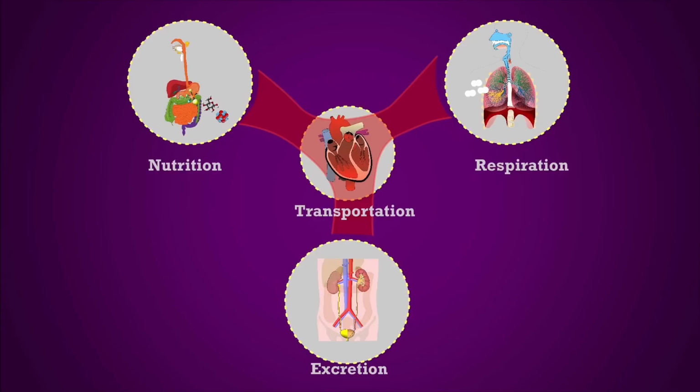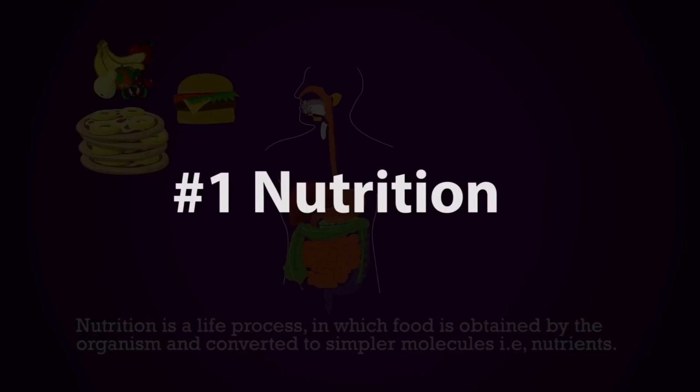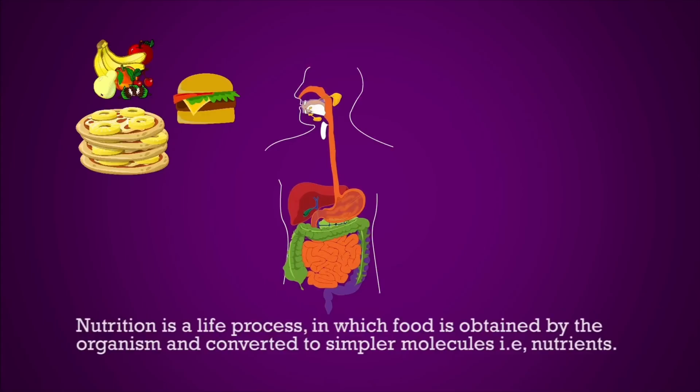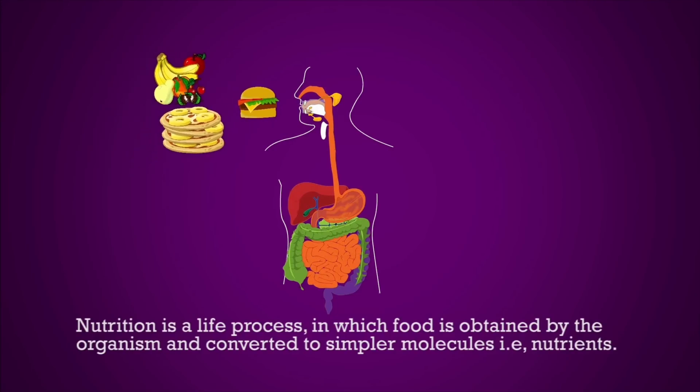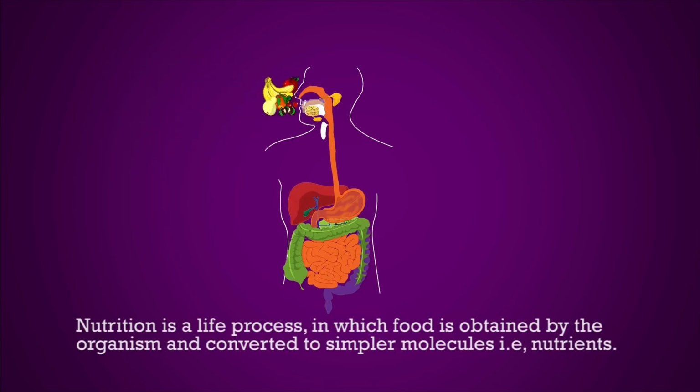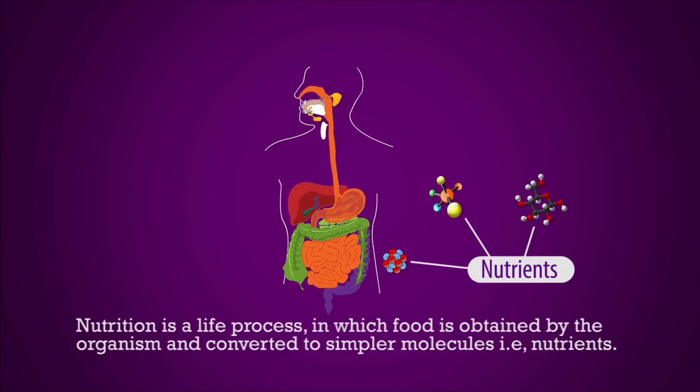In this chapter, we will learn about 4 important life processes. They are 1. Nutrition, 2. Respiration, 3. Transportation, and 4. Excretion. First life process, nutrition. It is a life process by which organisms are able to obtain their food and can convert that food into nutrients. These nutrients help the organisms in their growth and repair and maintenance of their bodies.